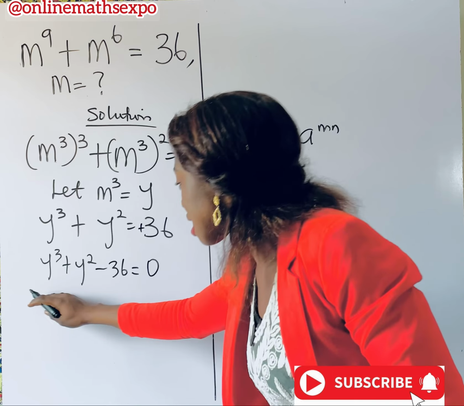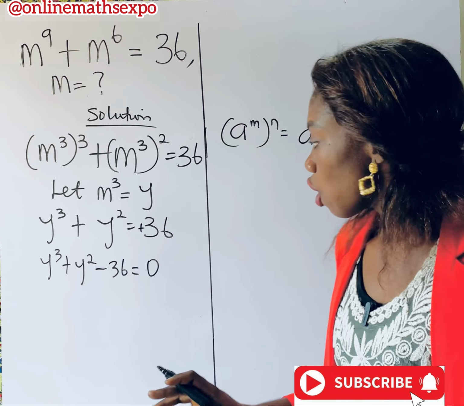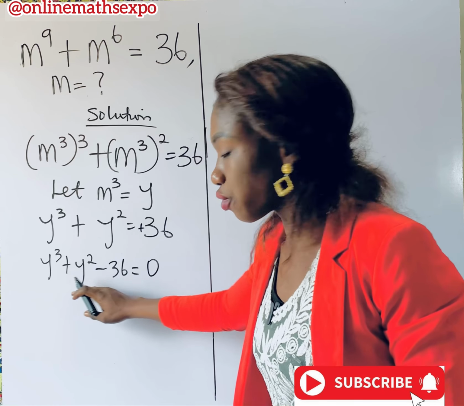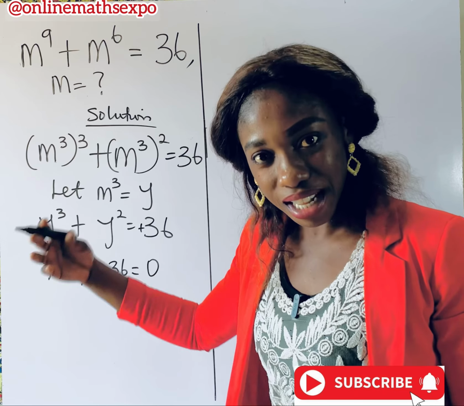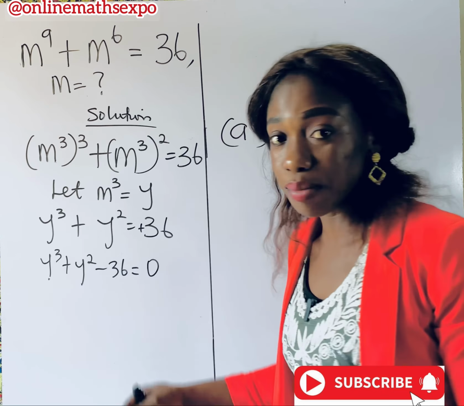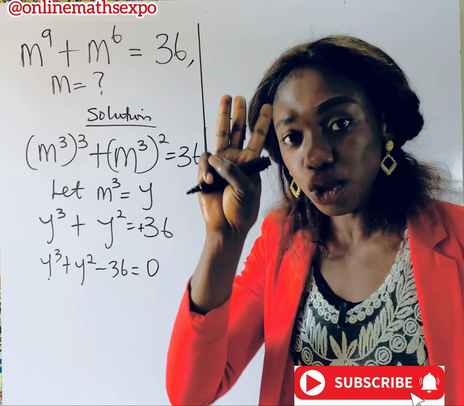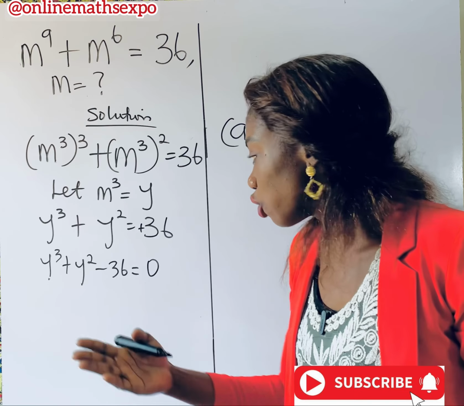So since this is now cubic, what we are going to do using the factor theorem is to get one factor of this particular equation. Then it will enable us to get the remaining factors. Okay? Now, in doing that, remember, this is cubic. It means that the values of y are going to be 3. So to do that, we are going to use trial and error. How do we do that?